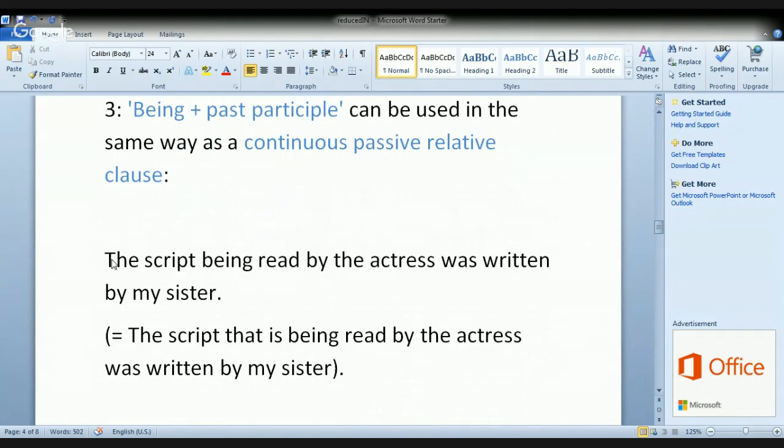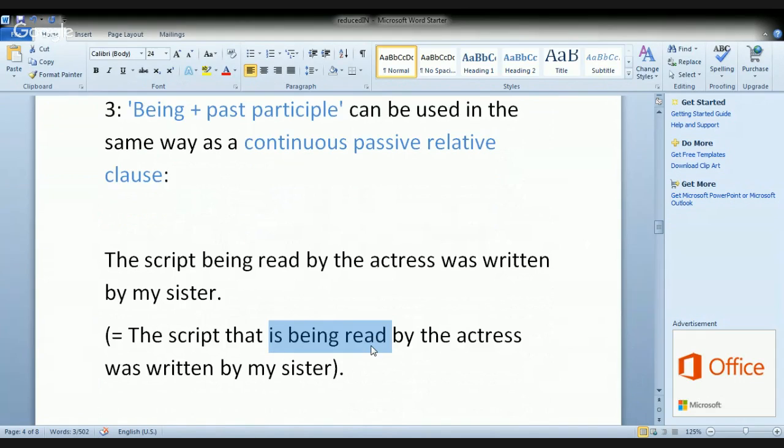So, for example, the script being read by the actress was written by my sister. All right, so lots of bys here. One of these bys, at least, is for the passive, okay? And then it has the same meaning as the script that is being read by the actress was written by my sister. Okay, so in this sentence, is being read is our continuous passive. This is a present continuous passive.